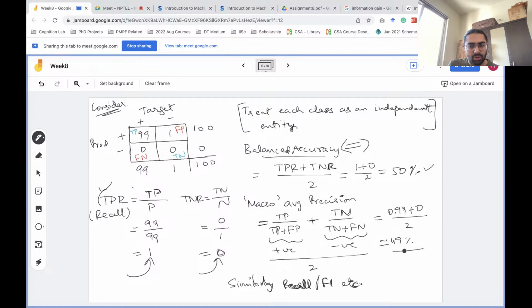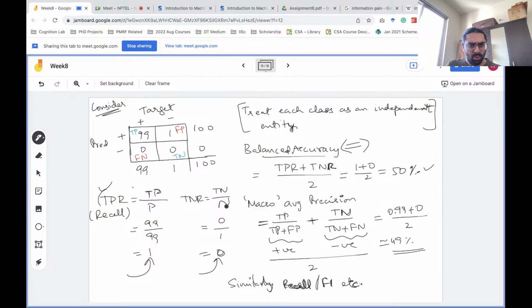The same thing we can do with recall, F1 score, etc. You consider the positive class as positive, and you get a recall of 100%. You then consider the negative class as positive, find the recall for that particular class, and then take the average over them. So that's the idea to deal with imbalanced classes when using metrics as your measures. Using accuracy, precision, etc., you can do something like this, right?